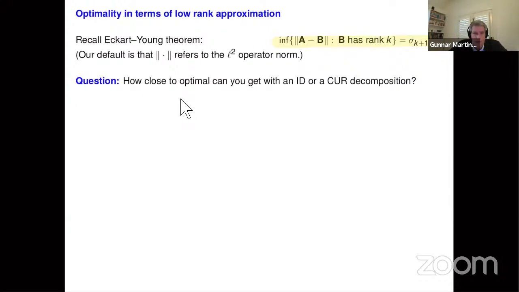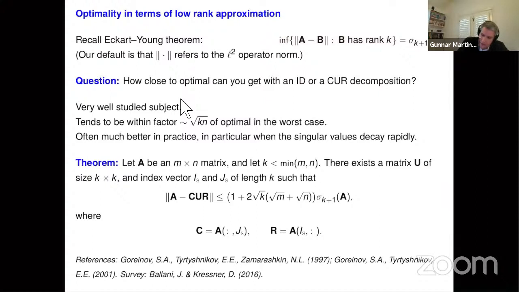So the question then is, if you pick the best possible ID or CUR decomposition, then how close do you get? How well can you approximate A? And typically, there's always some factor of suboptimality. So you don't do as well as the SVD in the worst case. There's typically some factor of suboptimality that looks something like root kn or something like this. So for instance, I quoted this theorem that is due to Chertyshnikov and coworkers that shows a fairly sharp result on how well you can do in the worst case. In many cases, you can do much better. In particular, if the singular values of A decay rapidly, then typically there's very little difference between the best possible rank K approximation and the best possible interpolatory or CUR decomposition. There's a survey of Daniel Kressner that describes these things very nicely.